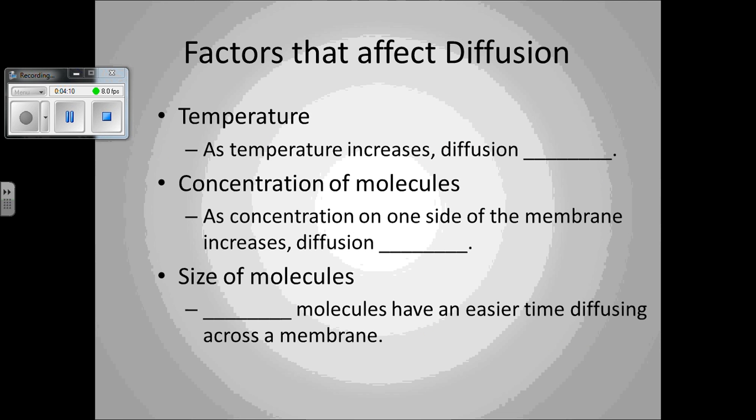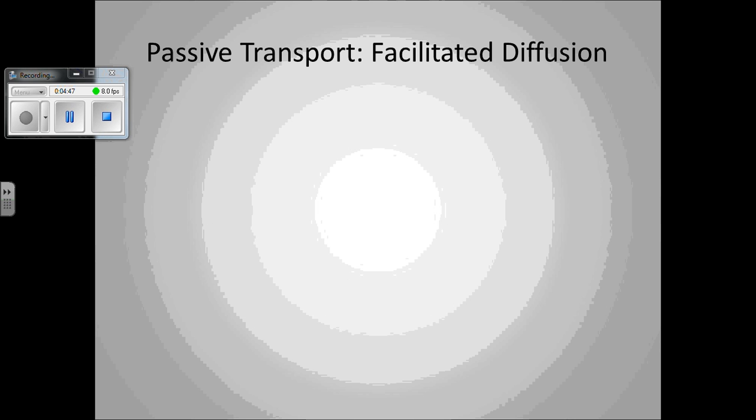Factors that affect molecules moving in and out are temperature. As temperature increases, right, molecules speed up and move, so diffusion is going to increase as well. The concentration of molecules: as concentration on one side of the membrane increases, diffusion will also increase. And the size of molecules. Smaller molecules have an easier time diffusing across the cell membrane because they're moving through these protein channels, which we have already defined in our last PowerPoint.